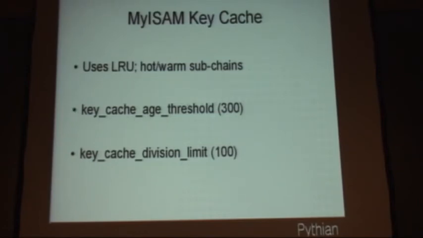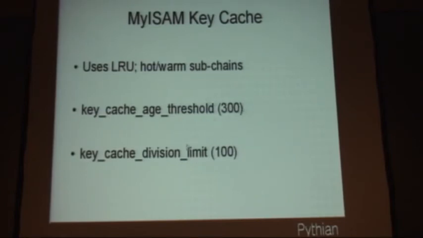The key cache age threshold is 300. This is how fast something gets demoted from the hot chain to the warm chain. So if it hasn't been used in 300 seconds, it's no longer hot, it's now warm.